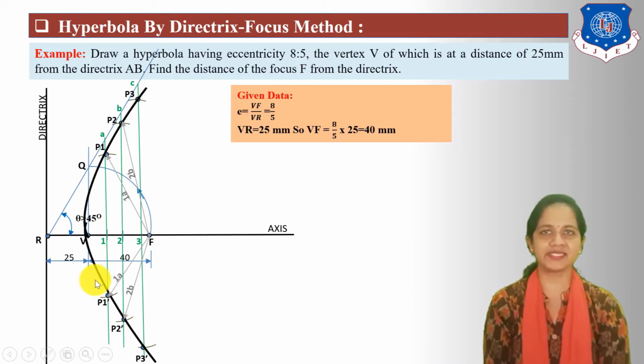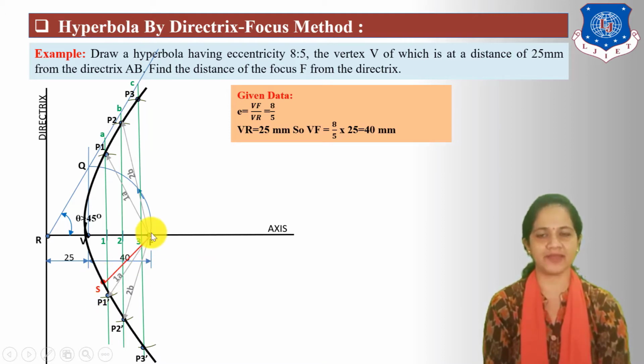Now for normal and tangent, select one point S on the curve anywhere. S point join with focus point F. Draw a 90 degree angle line from focus point up to directrix. Mark here T point. Connect TS point which indicates the tangent. Next, draw the normal line which is passing through S point and perpendicular to tangent.